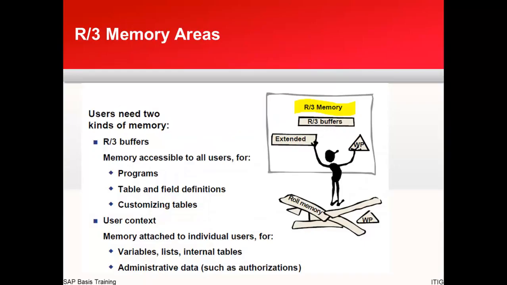Okay, so basically for memory management, users need two kinds of memory. One is the R3 buffers. Basically this is the place where all the programs, the tables and field definitions, and customizing tables are stored. Then user context. Basically this is the memory attached to individual users for variables, lists, internal tables, and administration data.